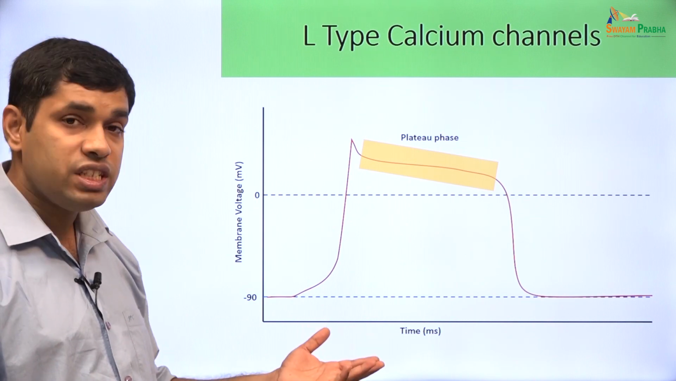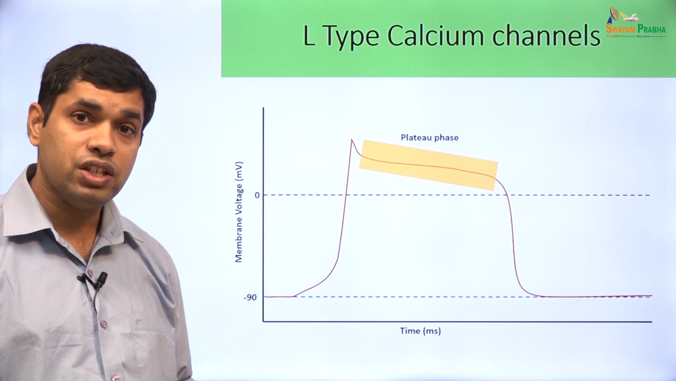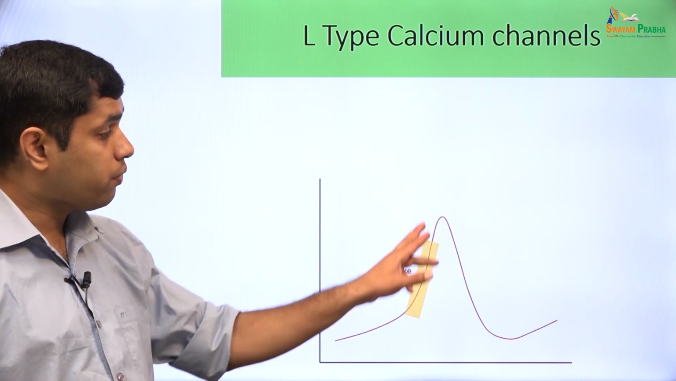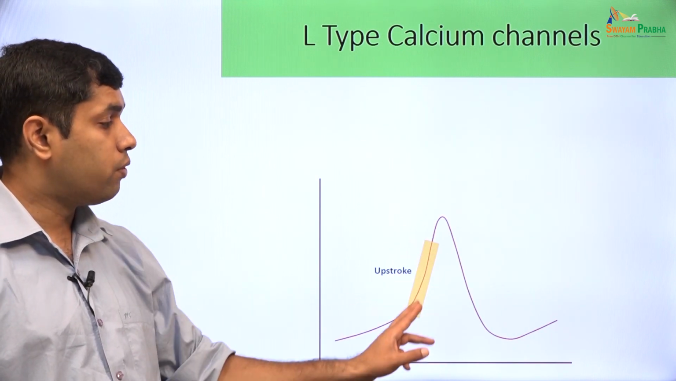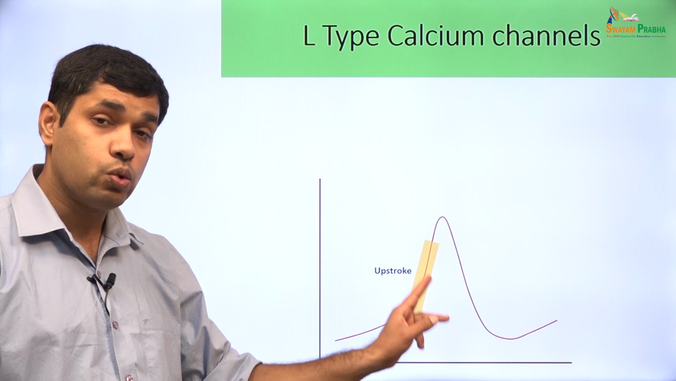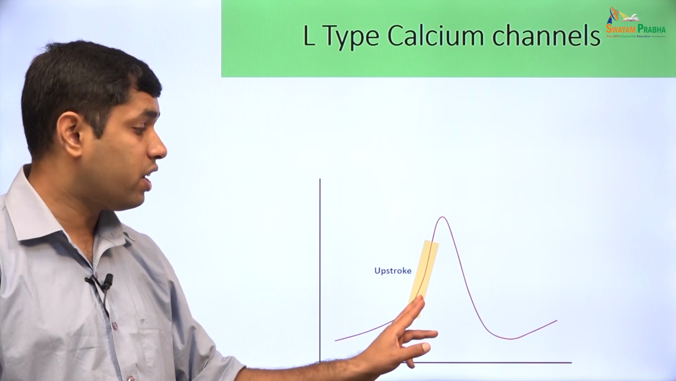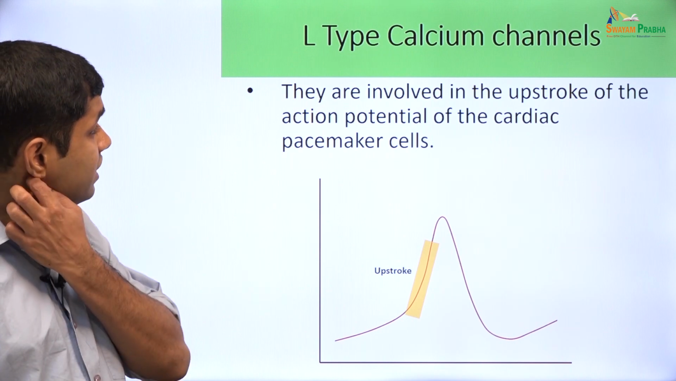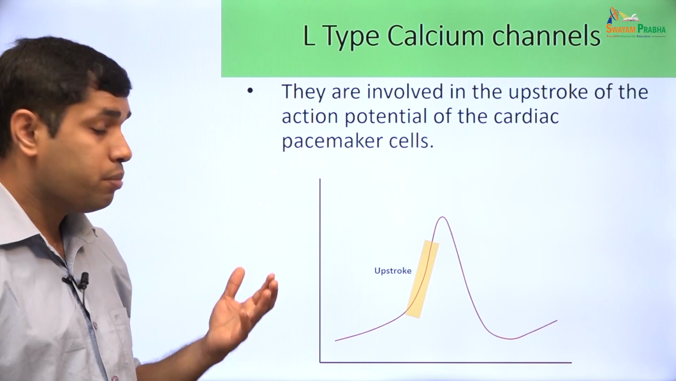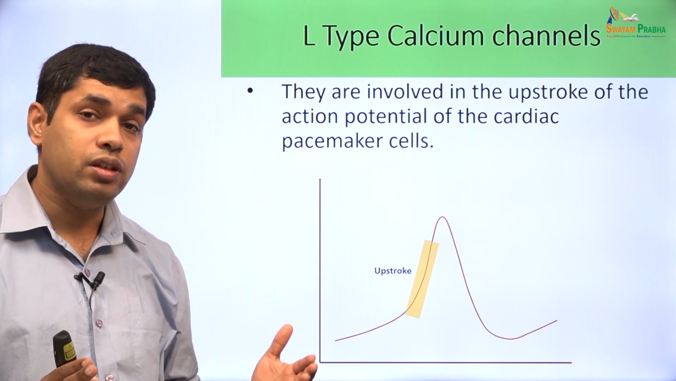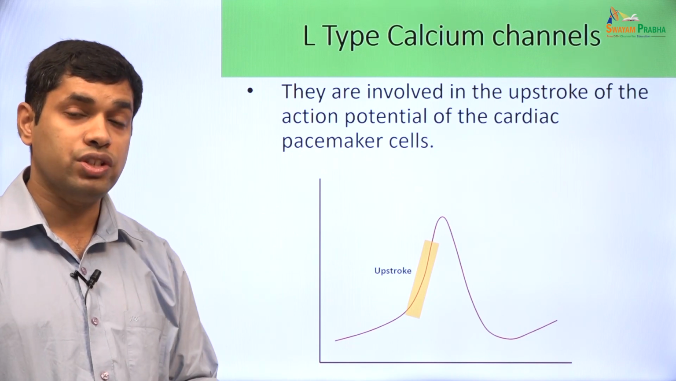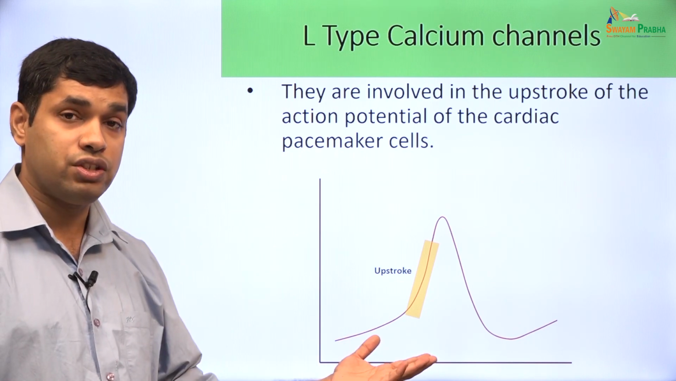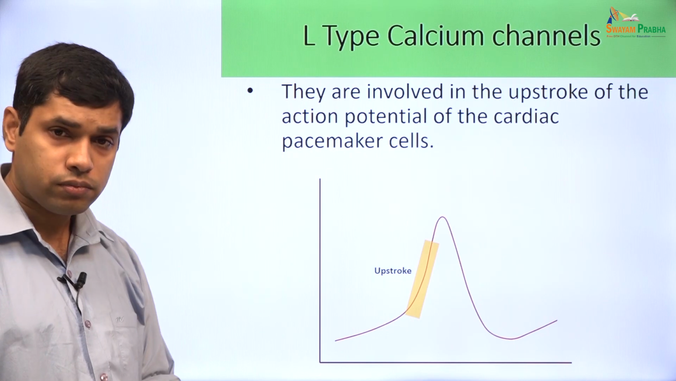The second place where we see the L-type calcium channel is in the depolarization of the pacemaker. So the upstroke of the pacemaker potential is not due to sodium, but is due to calcium entry via the L-type calcium channels. So the L-type calcium channels help in the action potential, they help in the plateau phase of the ventricular action potential, and they also help in the depolarization of the pacemaker potential.